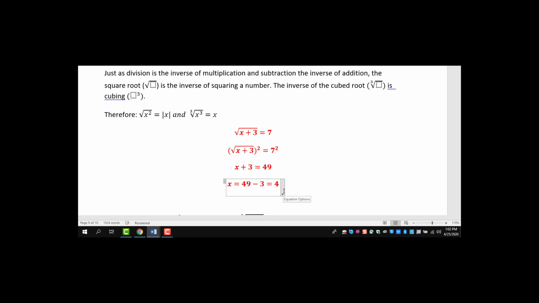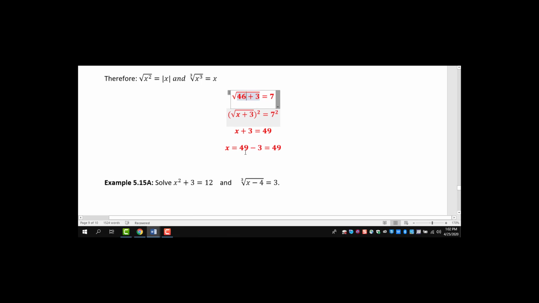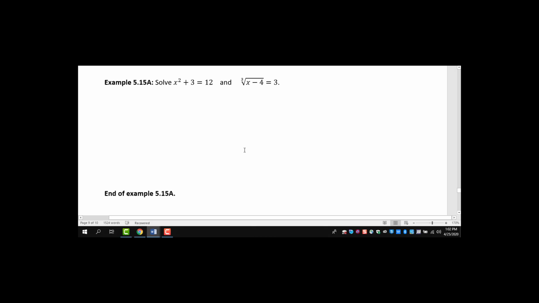So I'm gonna flip these around, put them up here and we'll discuss that. So let's see if that works. Let's put 46 in for x. Notice that I flipped it around and I just again divided. 46 plus 3 is 49. The square root of 49 is 7, and so that's correct. So these are our last two problems that we're gonna solve.